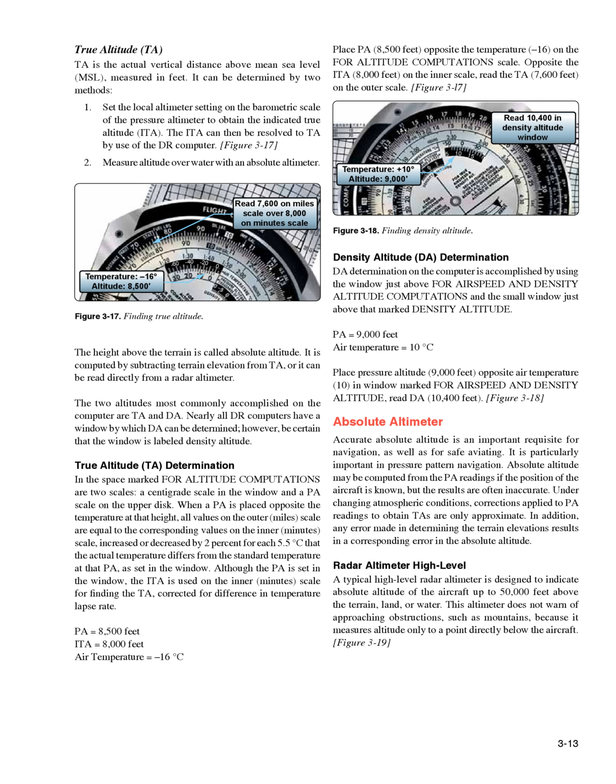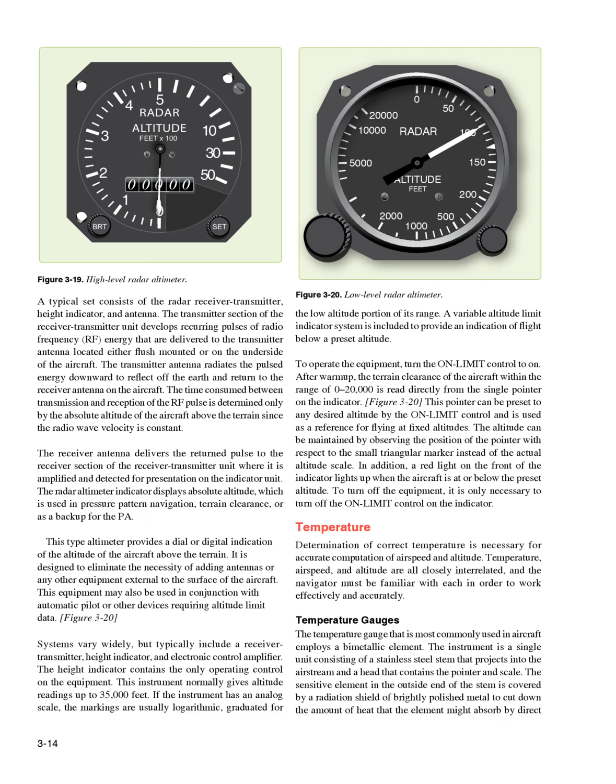Radar altimeter, high level. A typical high-level radar altimeter is designed to indicate absolute altitude of the aircraft up to 50,000 feet above the terrain, land, or water. This altimeter does not warn of approaching obstructions, such as mountains, because it measures altitude only to a point directly below the aircraft. Figure 319. A typical set consists of the radar receiver transmitter, height indicator, and antenna.